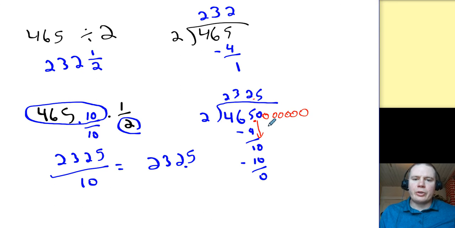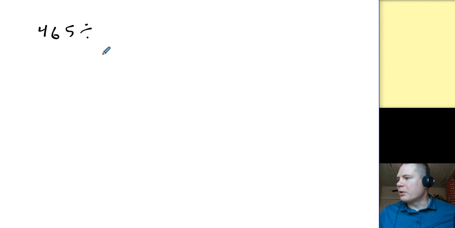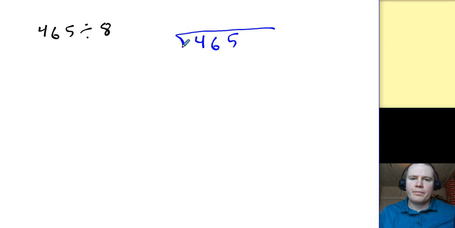So let's try this with another divisor. 465 divided by 8. Okay. If 2 doesn't go in evenly, 8's not going to go in evenly. So let's see what we get here. 4 goes into 8, but 8 doesn't go into 4. 4 is smaller than 8. 8 goes into 40 5 times. Remainder 6. Bring down the 5.